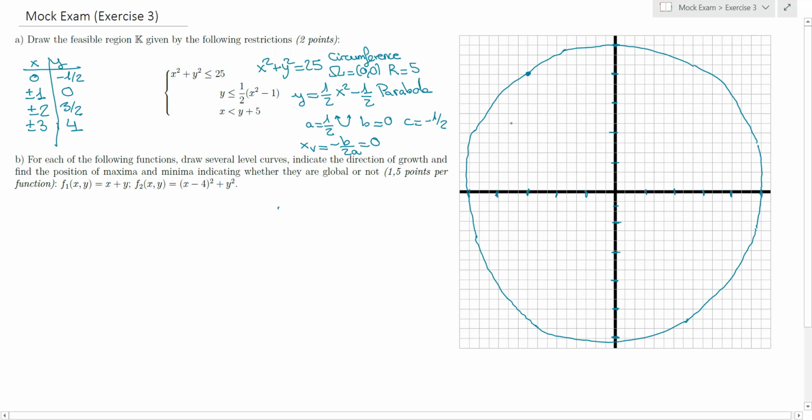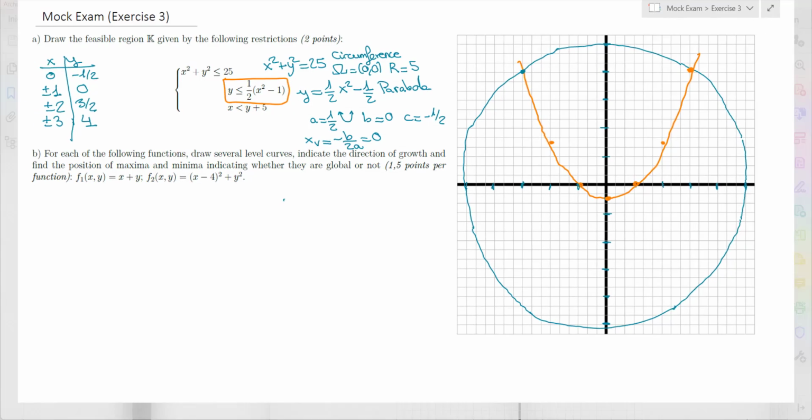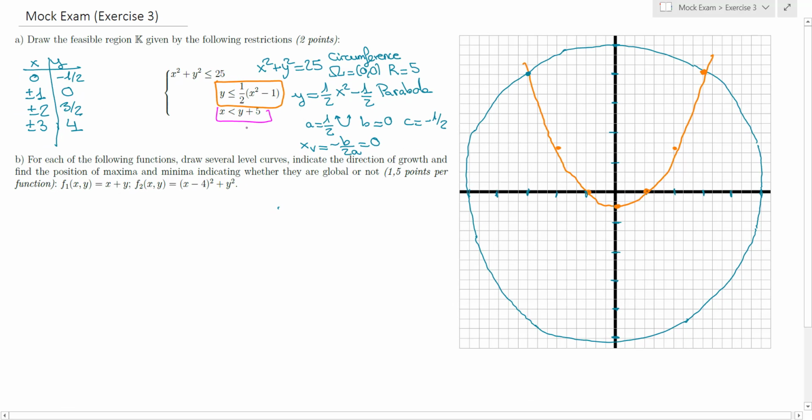Let's do the parabola. I am drawing the points where it goes, where 2 corresponds to 3 halves, and actually this point, which is also on the circumference. The idea is that it goes through all the points if we do it correctly. And finally, we have a straight line; this is for the parabola here. And now we have eventually this straight line, which is x equals y plus 5.